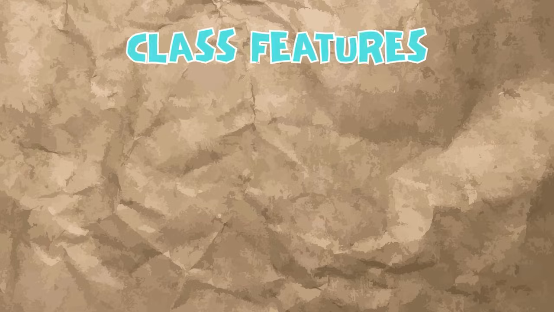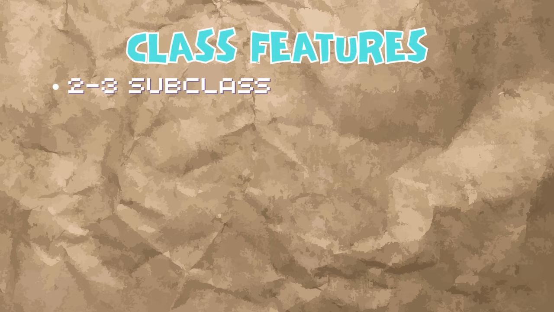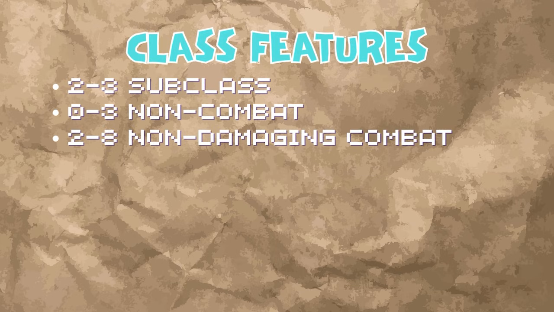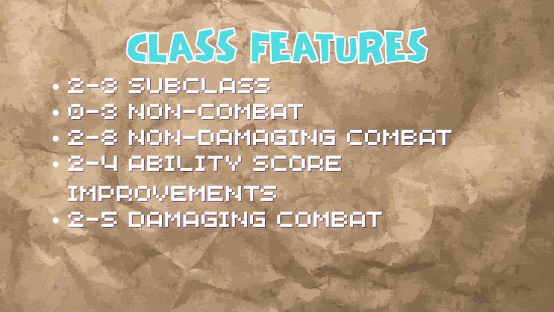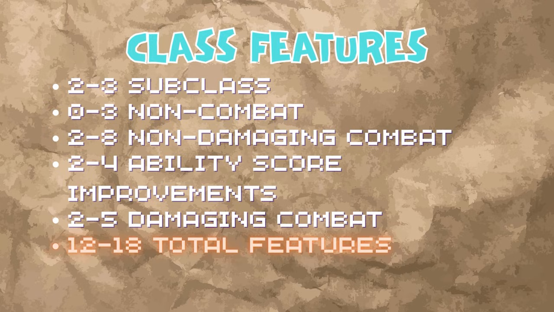That being said, I created some categories to fit all of the class abilities from the martial classes. And while I'm listing them out, I'm also going to provide the range for each category type that you want to include for your homebrew class. Starting with 2 to 3 subclass features, 0 to 3 non-combat features, 2 to 8 non-damaging combat features, 2 to 4 ability score improvements, and 2 to 5 damaging combat features.